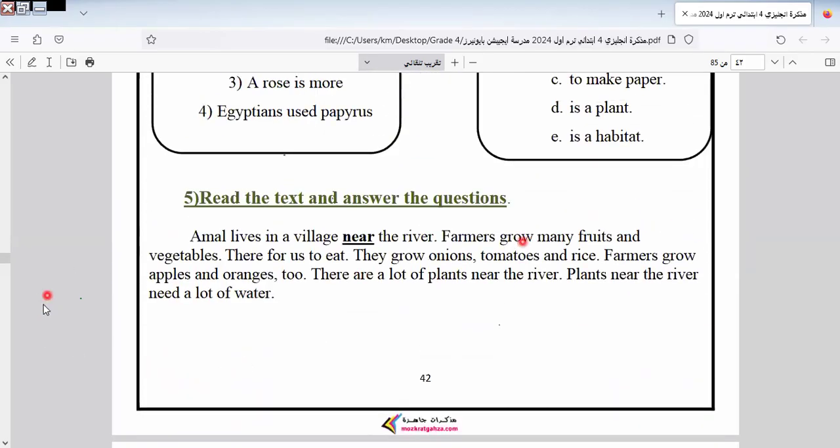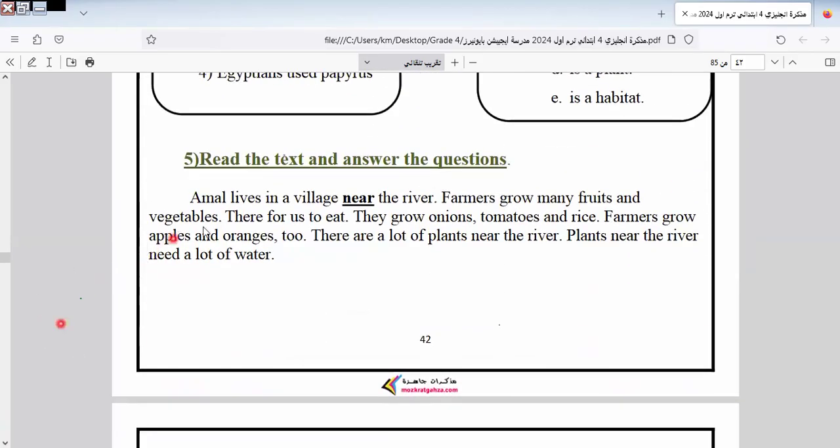Let's answer this text together. Amal lives in a village near the river. Farmers grow many fruits and vegetables. There are things there for us to eat. They grow onions, tomatoes, and rice. As I remember, we use grow with crops. We use raise with animals.